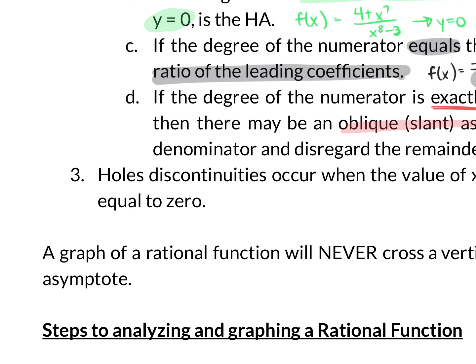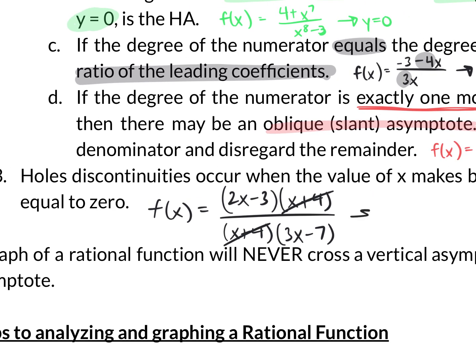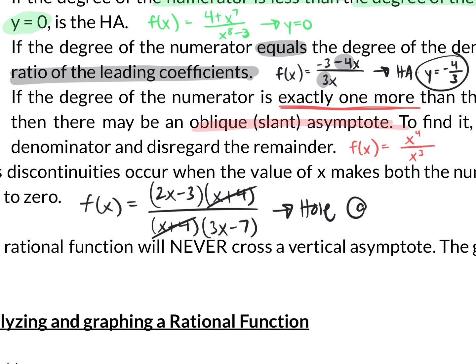So normally it's given to you as a quadratic and you have to factor it, but if I gave you it factored like this, maybe f of x equals 2x minus 3 times x plus 4, divided by x plus 4 and 3x minus 7. If you got something like that after you factored, x plus 4 simplifies to give you 1, right? So then you would have a hole specifically when x plus 4 equals 0, right?